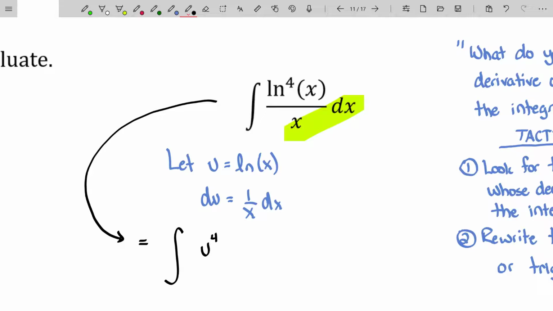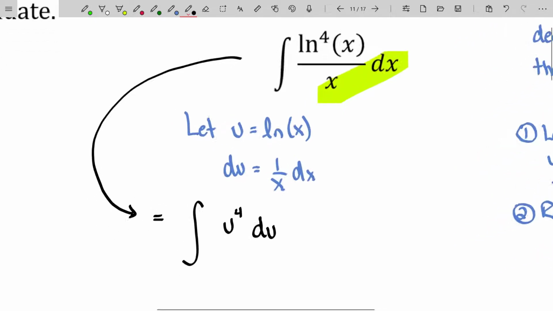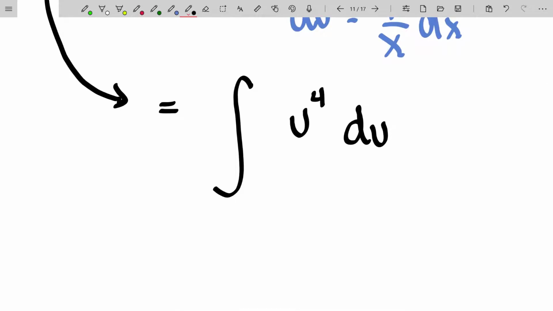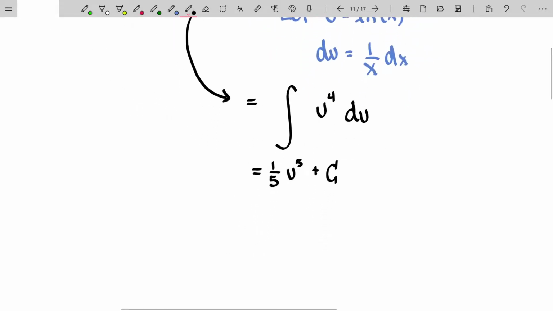Because we have natural log to the 4th, so it's going to be u to the 4th. The 1 over x dx is stolen away and traded out for a du, and look how clean that is. Right? The antiderivative here is 1/5 u to the 5th plus c, and u is the natural log of x.